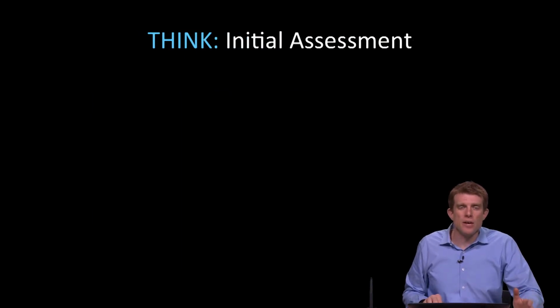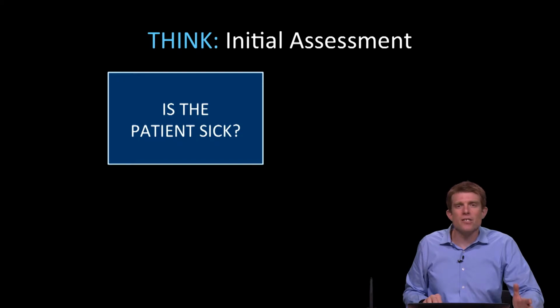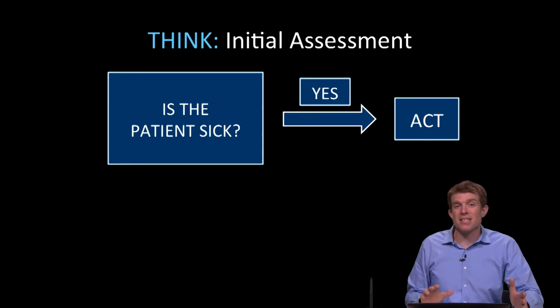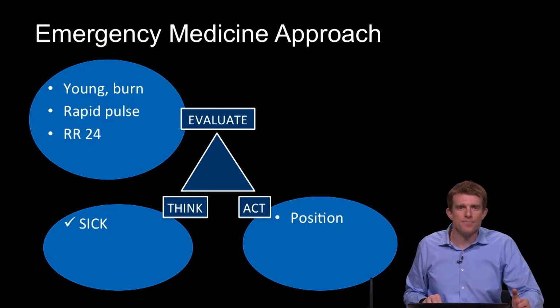As we think about this patient in our initial assessment, we're asking ourselves, is this patient sick or not sick? The answer here is yes, this patient is most definitely at high risk for being sick or critically ill. So we want to act early in these patients, or intervene. The first thing we're going to do is position this patient. But what other early interventions do we need to focus on in a burn patient? Some key things to focus on are assessment and evaluation of the airway and stabilization if necessary, and control of the environment.